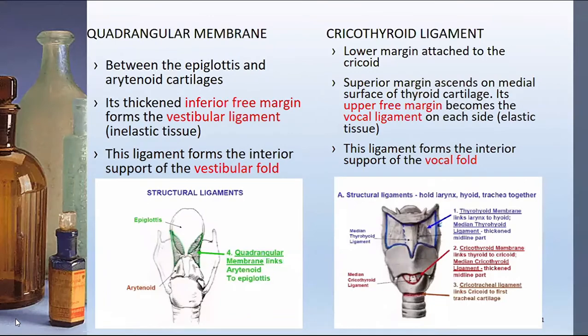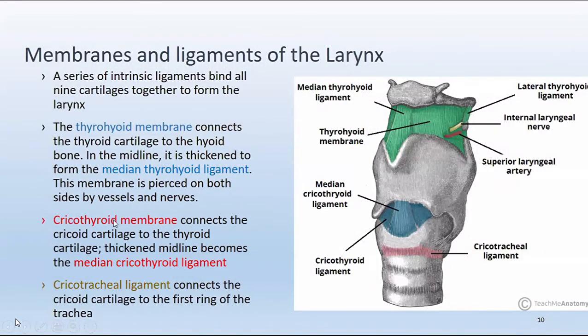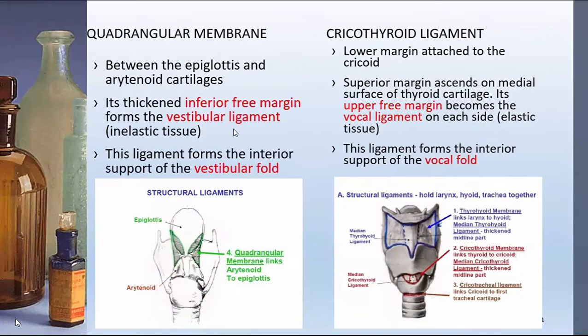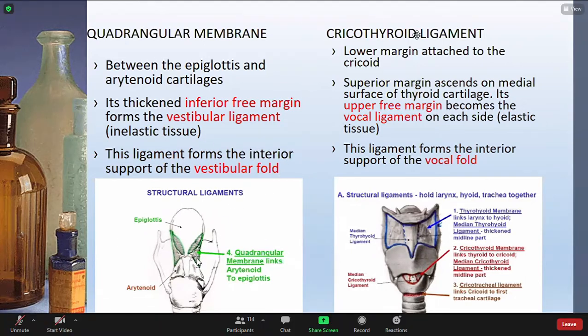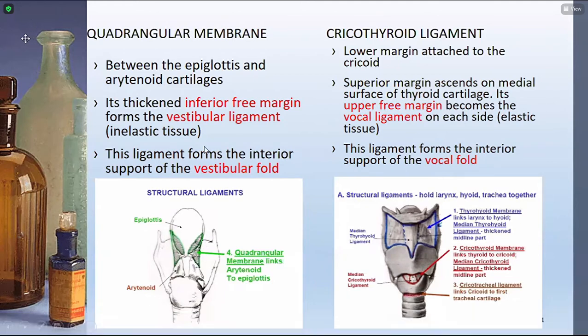Okay, next is the quadrangular membrane. We mentioned the cricothyroid ligament earlier, not this one. This is important because the quadrangular membrane is a membrane between the epiglottis and the arytenoids. This is your aryepiglottic fold, and the membrane beneath it is the quadrangular membrane. The inferior end becomes free, it's not attached to anything. It becomes the vestibular ligament, which becomes the internal support of the vestibular fold. Remember the vestibular fold, we will mention it later. The quadrangular membrane spans the epiglottis and the arytenoids with a free inferior margin. It is inelastic, sturdy.